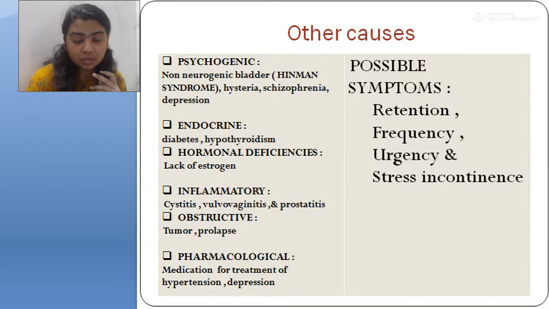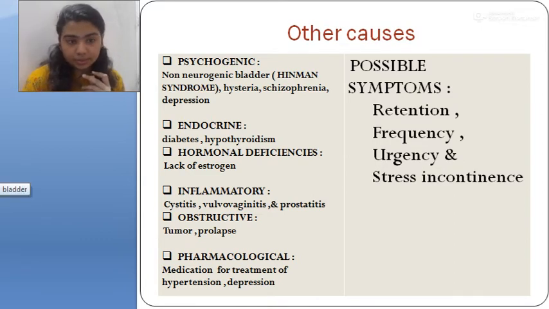Hypertensive drugs, mostly diuretic drugs, lead to constant diuresis, which will lead to problems in the urinary bladder also. Possible symptoms can be retention, frequency, urgency, and stress incontinence.